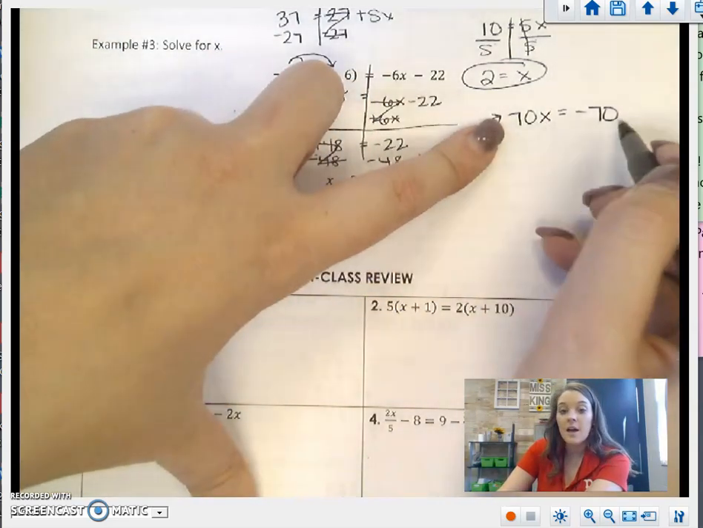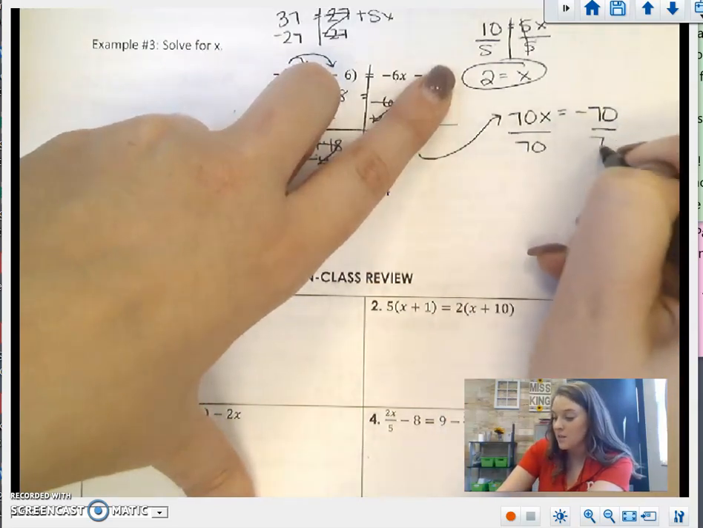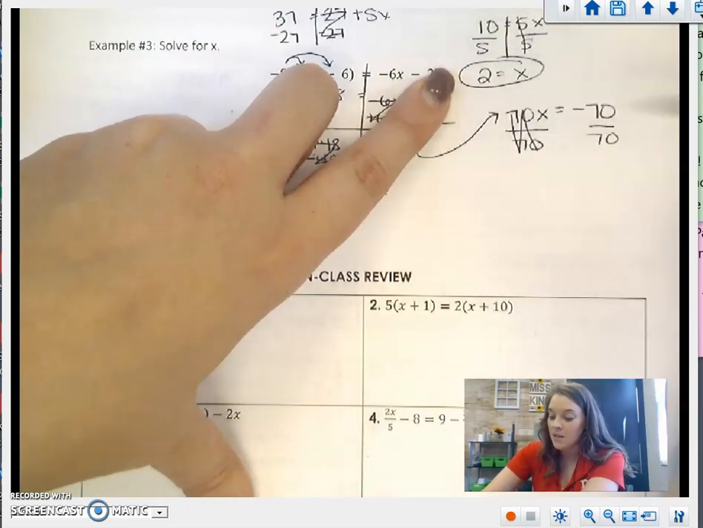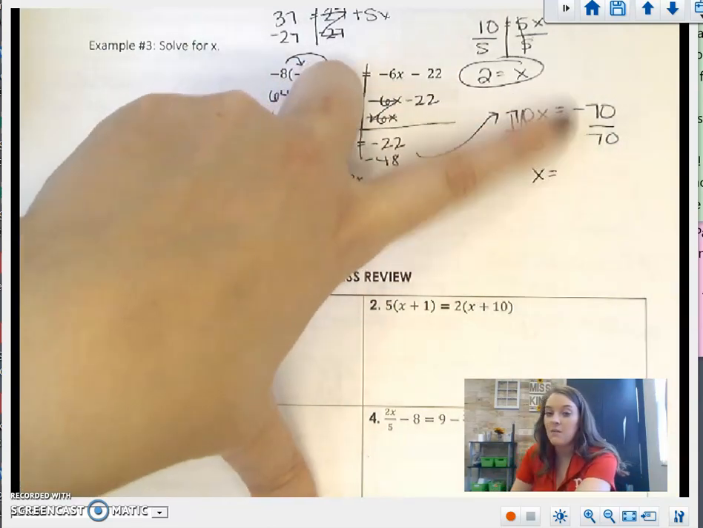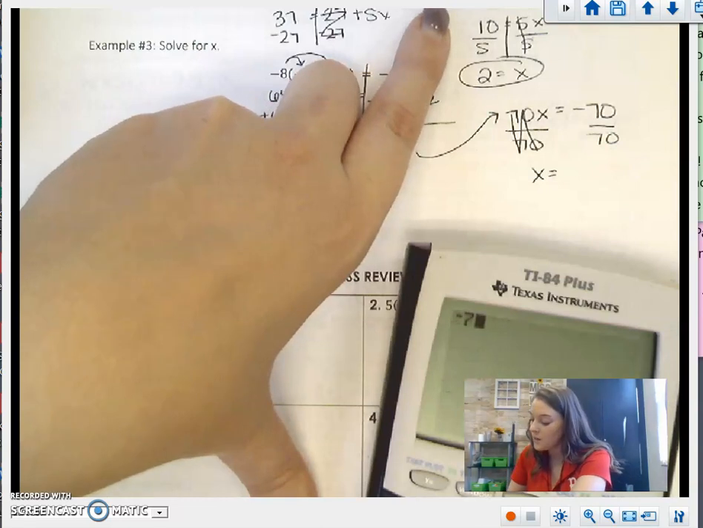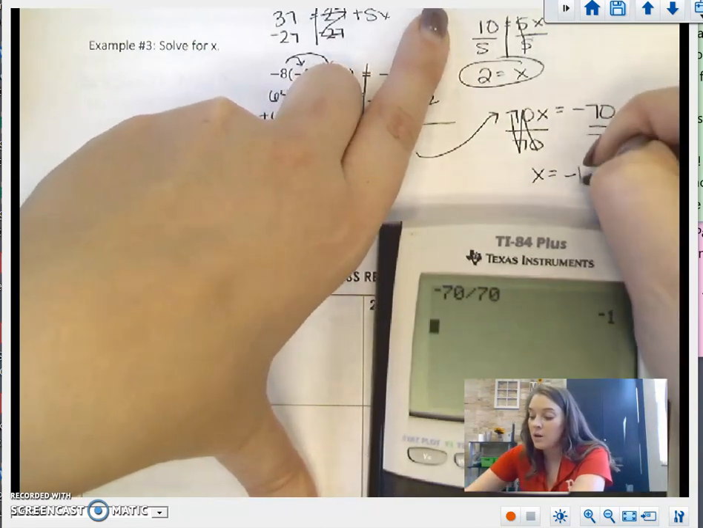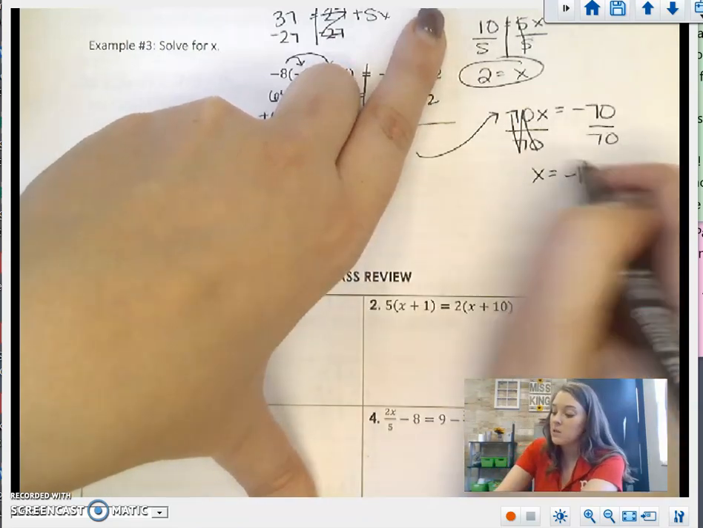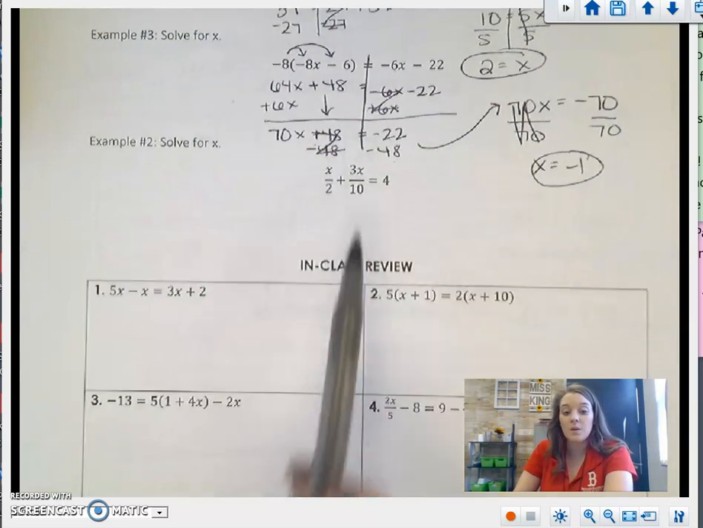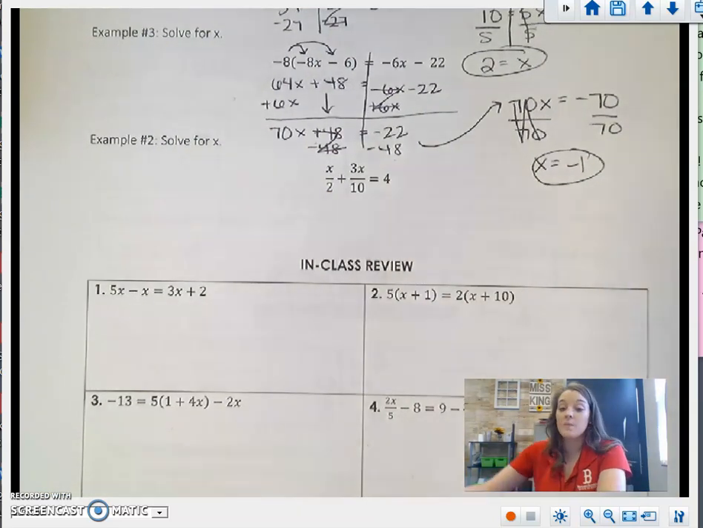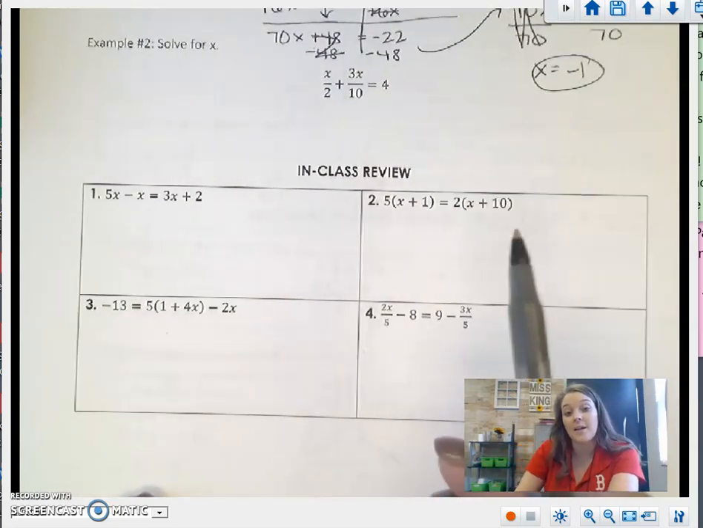I have 70x equals negative 70. So I'm going to divide both sides by 70 to cancel out what's attached to the x. So all I have left is x equals negative 70 divided by positive 70, which gives me negative 1. So for this example, x was equal to negative 1. We have one more example to go through, and then we will do these 4 problems in class as a review before you work on your assigned activity.